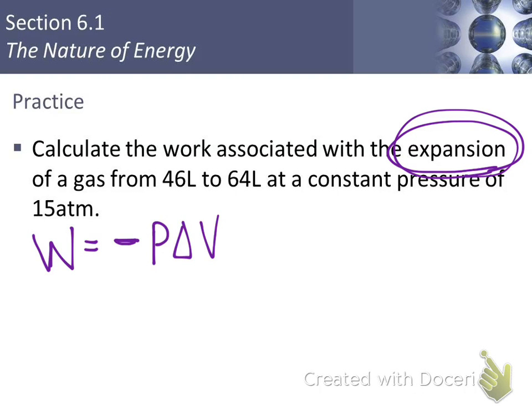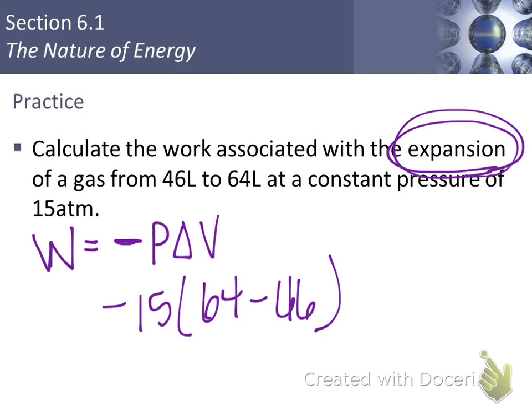If it went from like 46 to 40, then you would use the one without the negative. Correct. Yes. And sometimes it won't tell you it's expanding or contracting. You just have to know, if my final volume is bigger than my initial, that means it's expanding, so I use my negative. But if it's getting smaller, then you don't. Good question. Okay, so -15 times 64 minus 46.